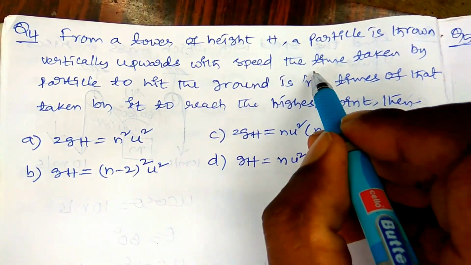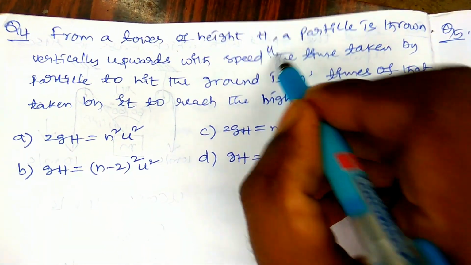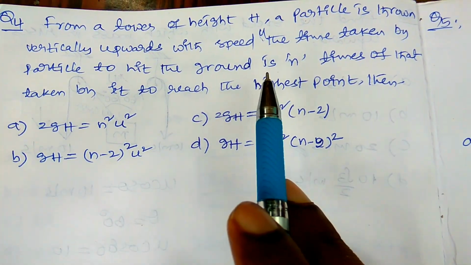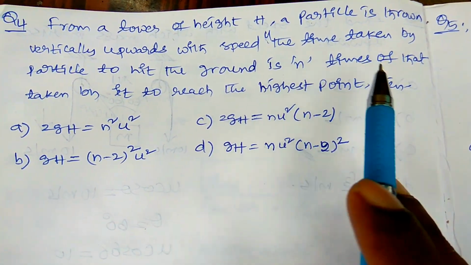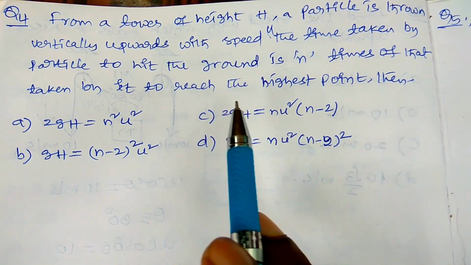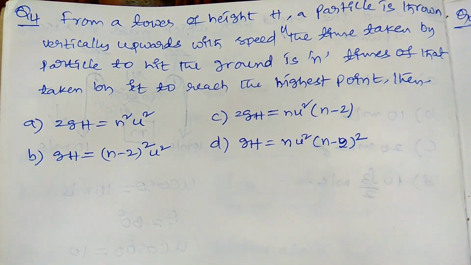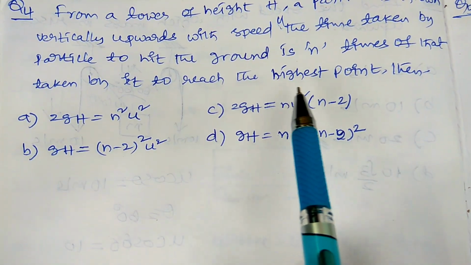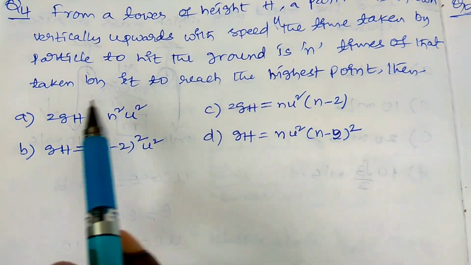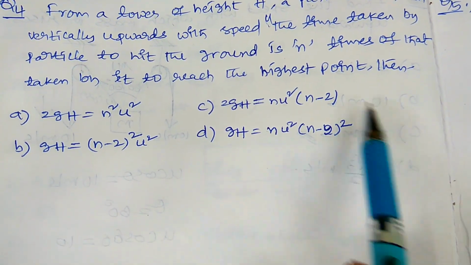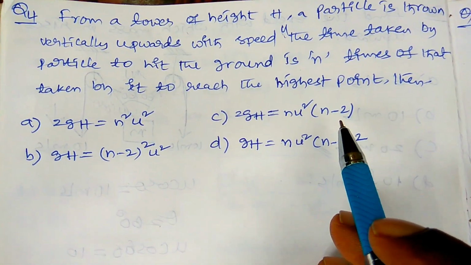of u. The time taken by the particle to hit the ground is n times of that taken by it to reach the highest point. So that is the hint we have to solve the problem. Then we have to derive this equation, which we have to solve.